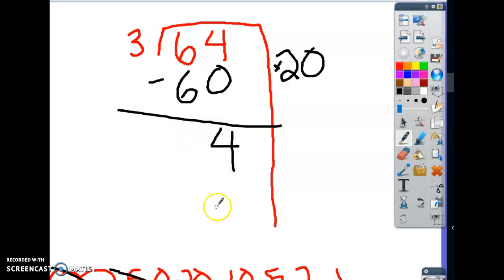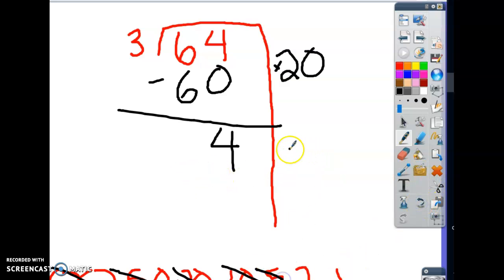Now we're trying to figure out, can I use another 20? No, I can't because 60 is way over 4. Now we're just looking at the number 4, so I'm going to look at 10. Can I say times 10? No, 10 times 3 is 30. That's too big. Let's think about times 5. 3 times 5 is 15. That's way too big as well.